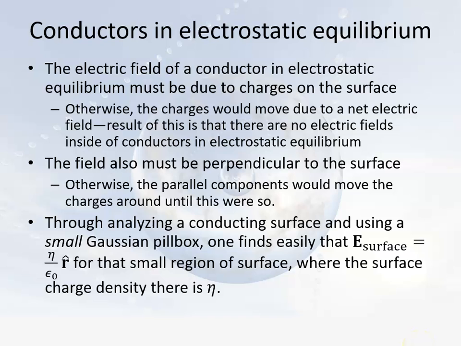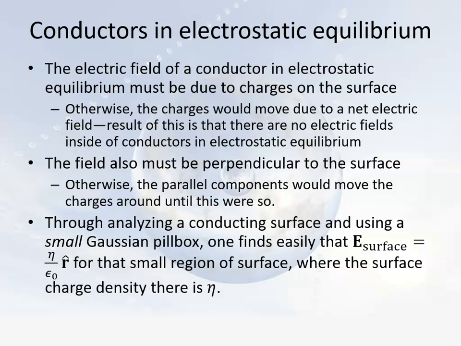Now, one can also use Gauss's law to show, using a small Gaussian pillbox with parts above and below a conducting surface, that in the area close to the surface of a conductor, the electric field is about equal to the surface charge density over epsilon naught, where that surface charge density is the local surface charge density in that area of the surface, as long as you are real close to the surface of your conductor.